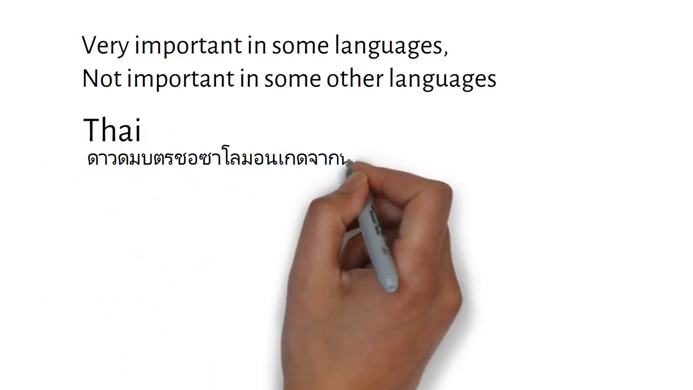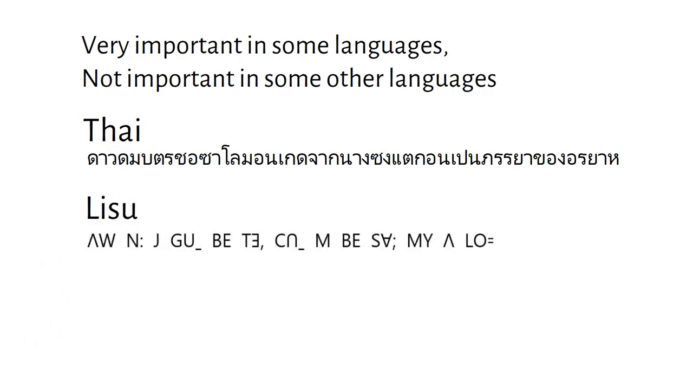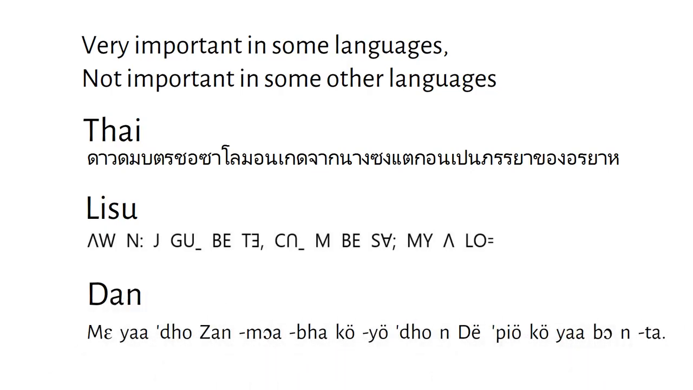For example, Thai runs all the words together with no breaks. Other languages have lots of breaks. Lisu of Thailand puts a space between every syllable. And for Da of Côte d'Ivoire, almost every word is one syllable. For languages like these, you don't need to worry about word divisions. Well, these are interesting, but let's talk about when we do need to pay attention to word divisions.